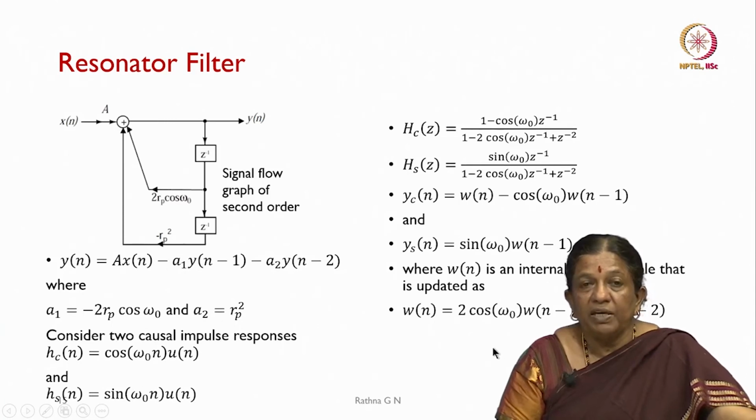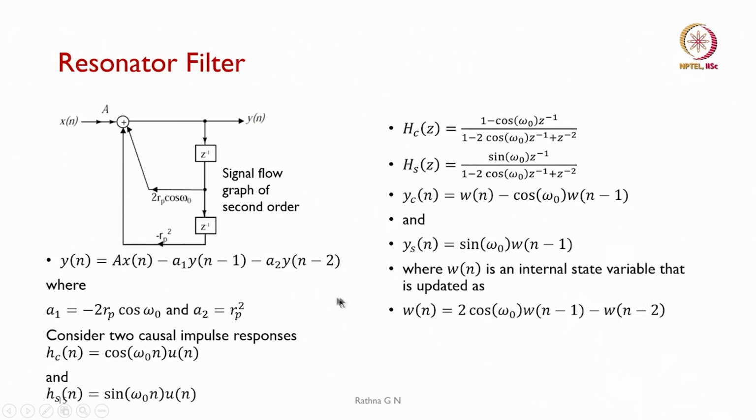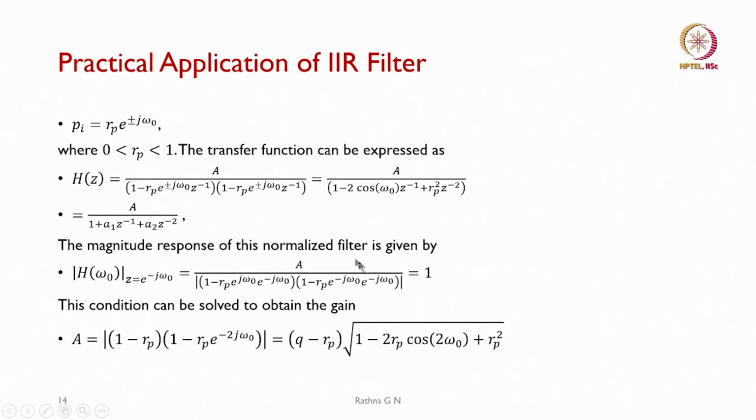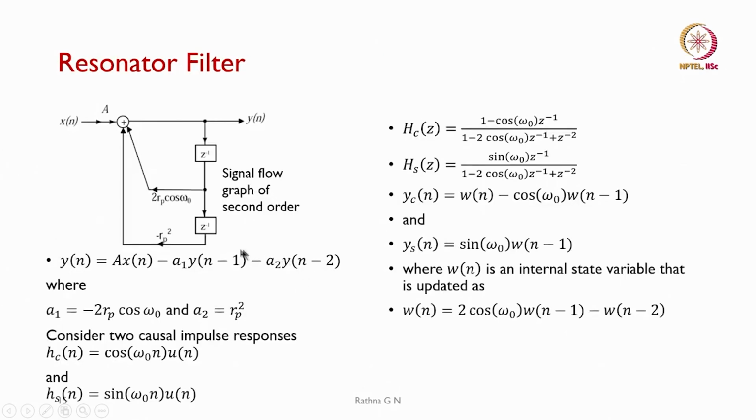So, how can we represent this? This is my magnitude A, x of n is the input, and z to the power minus 1 is the delay. From the previous case, we take 2 Rp cos omega naught as a coefficient, and minus Rp squared is the other coefficient.